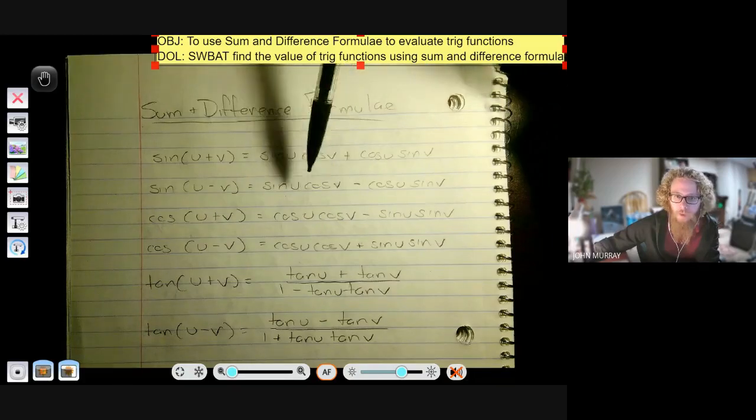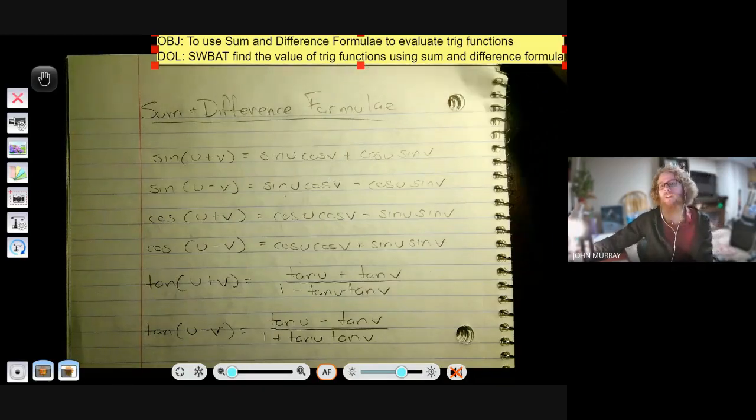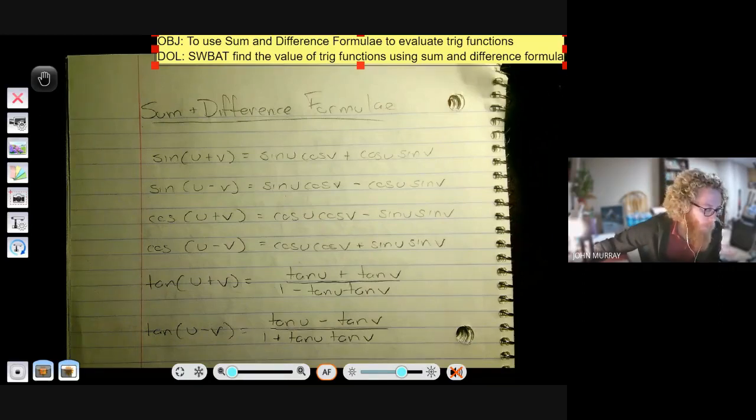All right, so I'll give you another minute if you need to finish copying these down. Along with the other identities that I put up, when we're finished going over these, I will put a reference on our Google Classroom for this as well.